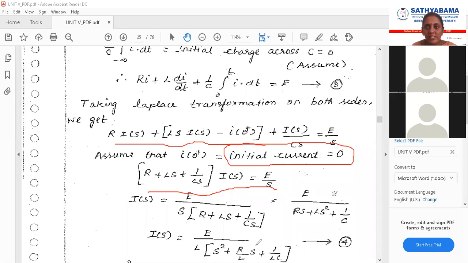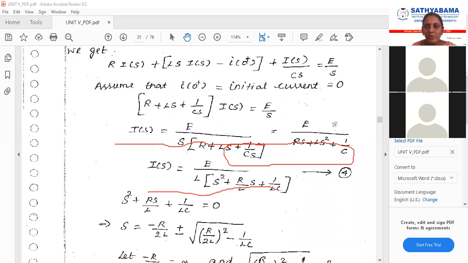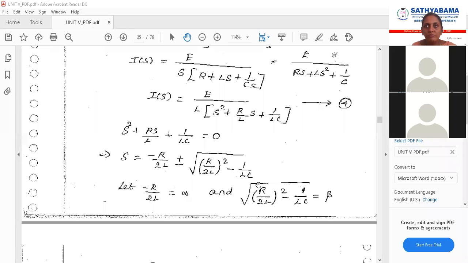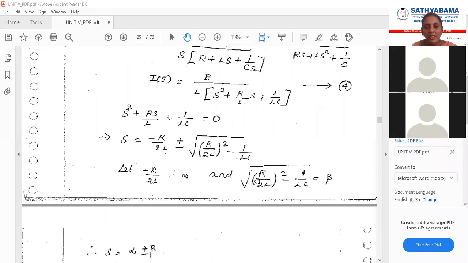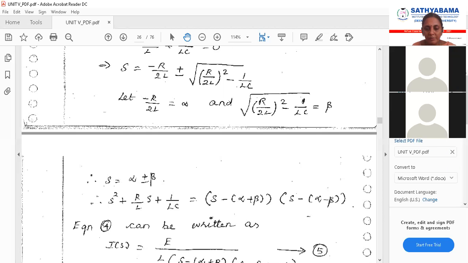Now I'm rearranging this in such a way that I get a quadratic equation. You know how to solve a quadratic equation, using the formula minus b plus or minus square root of b square minus 4ac by 2a. Using this formula, when I solve, I get s equal to minus R by 2L plus or minus square root of (R by 2L) the whole square minus 1 by LC.